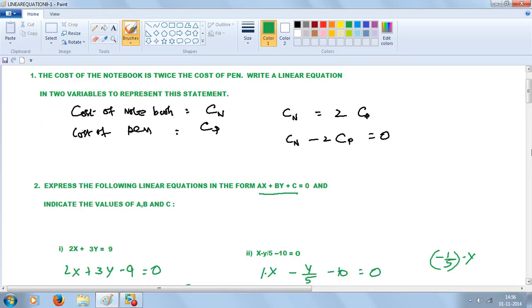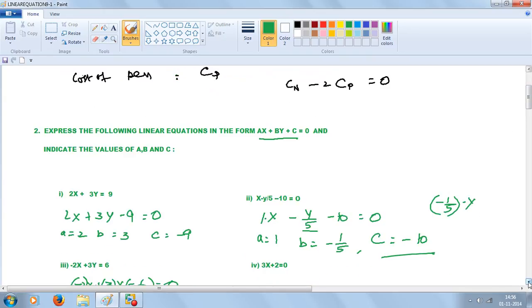The variables are x, y. And what about a, b, c? They are constants. So instead of writing in words, we can express the sum in terms of x, y. So a linear equation is of first degree.